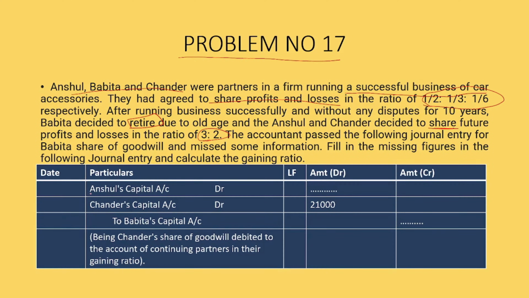Here, the first entry that they have done in the journal is Anshul's capital account debit, Chandir's capital account debit to Babita's capital account, and the amount they have written is 21,000, and missing is this figure and the total figure. Being Babita's share of goodwill debited to the accounts of continuing partners in their gaining ratio. So we are going to find out these two missing figures.